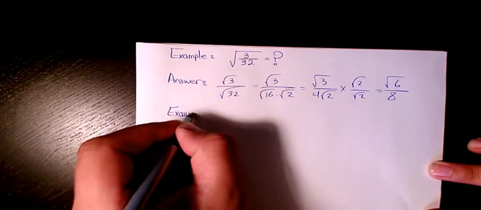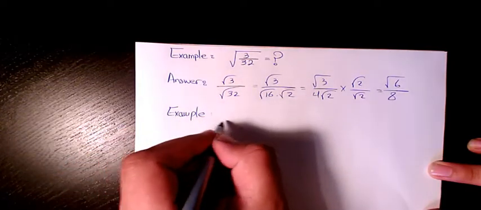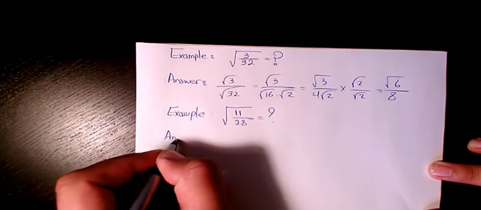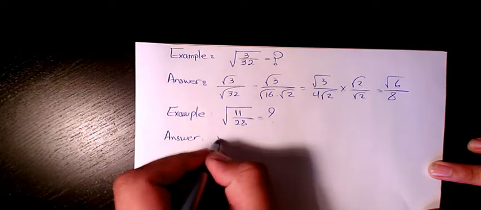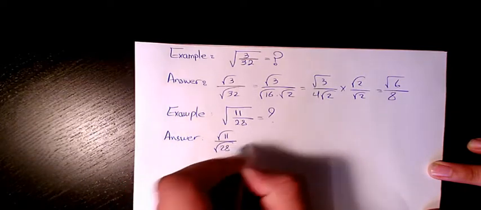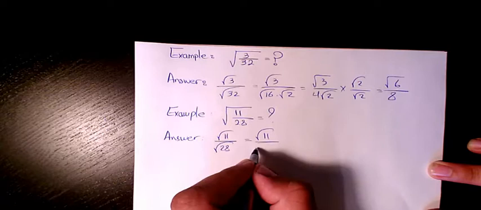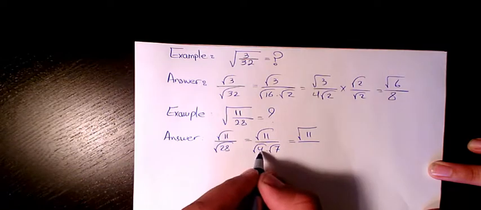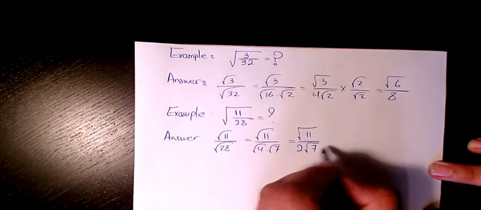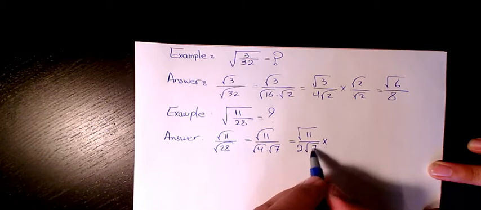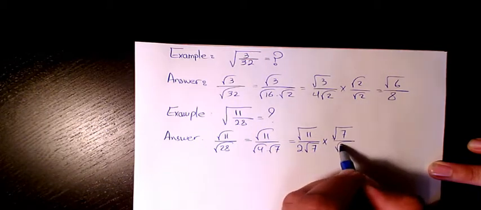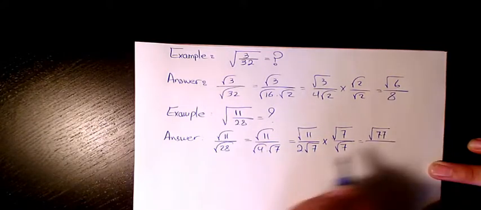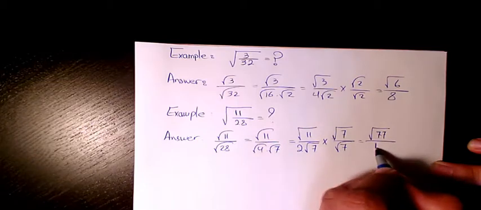Next example is root 11 over 28. Answer is root 11 over root 28. 28 is root 4 times root 7. Root 4 is 2, so 2 root 7. And when you want to rationalize it, you multiply and divide it by square root of 7. So that will be root 77 divided by 2 times 7, which is 14.